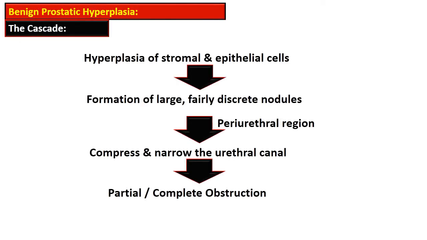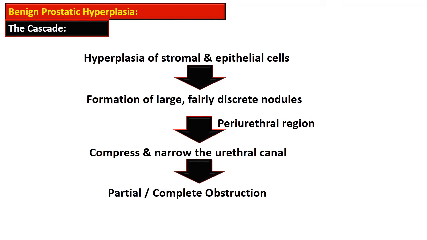The series of events that is involved in the progression of benign prostatic hyperplasia is initially the hyperplasia of stromal and epithelial cell that will lead to the formation of large discrete nodules, and these will compress the urethral canal and result in narrowing of the urethral canal, especially when these nodules are present in the periurethral region. So this will result in partial or complete obstruction.